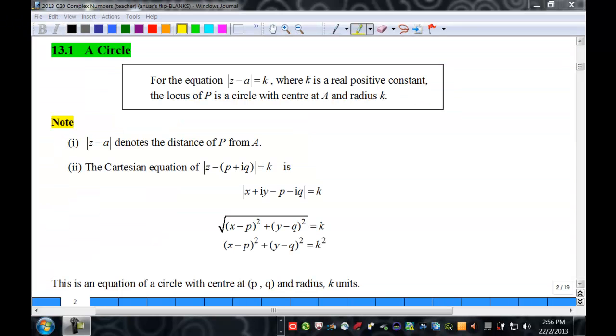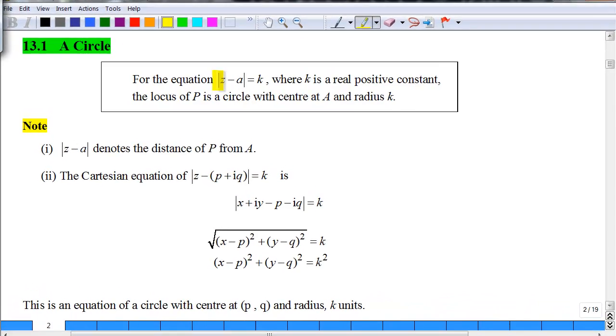I've just shown you clearly how an equation of the form modulus of z minus a equals k, where k is a real positive constant, defines the locus of P, which is a circle with center at A and radius k. We need to remember that the modulus of z minus a denotes the distance from P to A, as I've already explained.